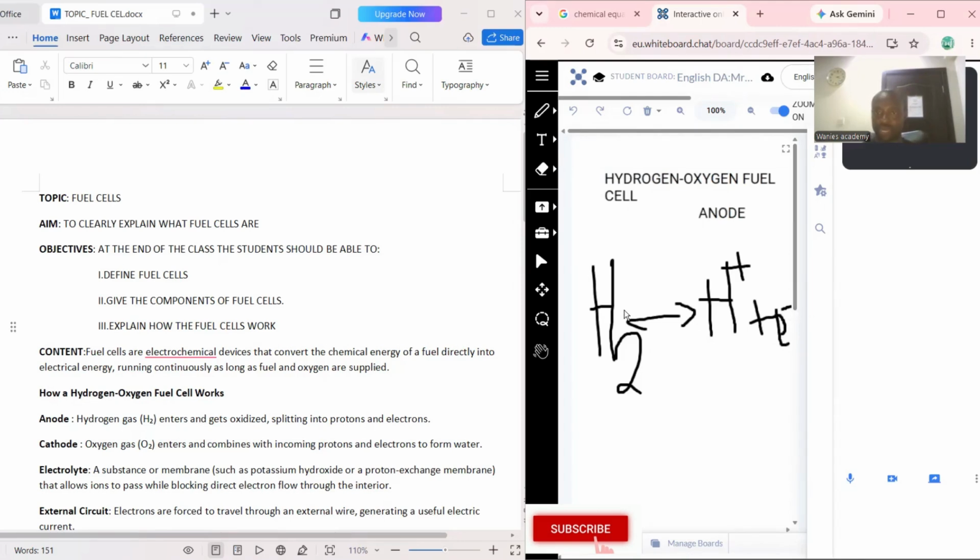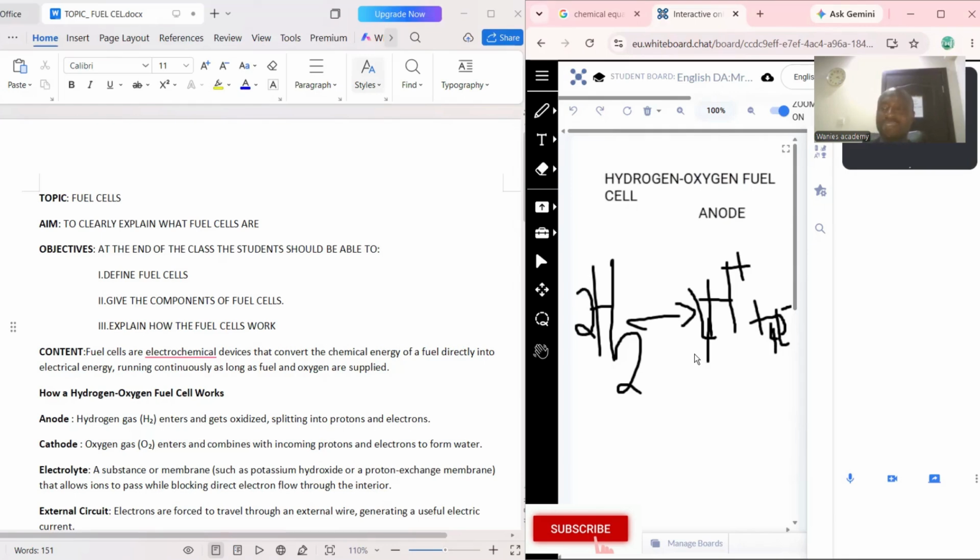This equation is not balanced. So let's add a coefficient 2 here, making hydrogen 4 altogether. Let's also add a 4 here to balance the hydrogen on both sides. Then the charges are 4 on this side, so we also add 4 electrons here. So 4 positive charges and 4 negative charges. The equation is correctly balanced.